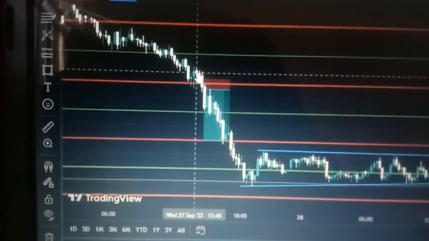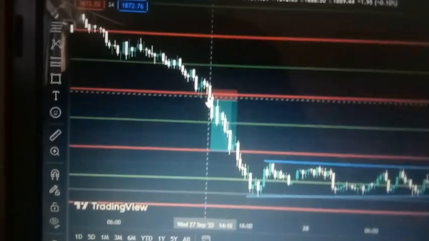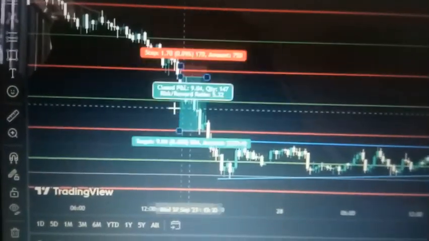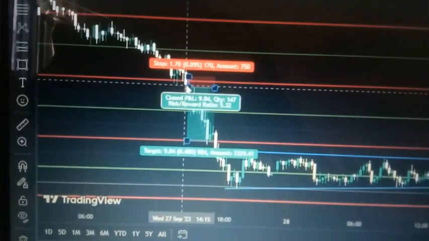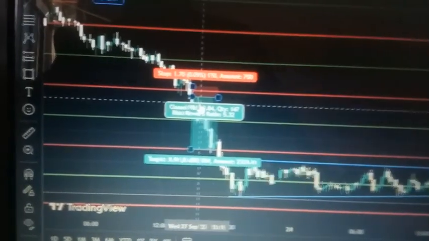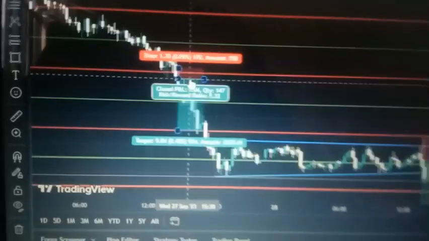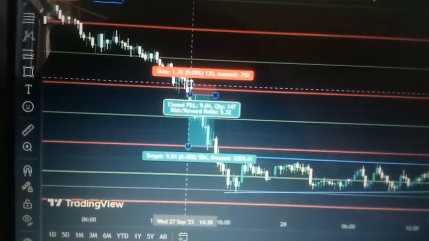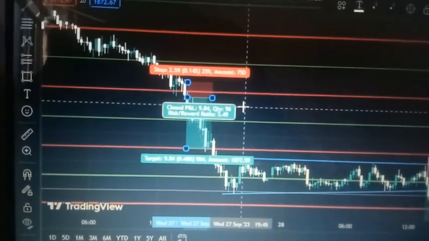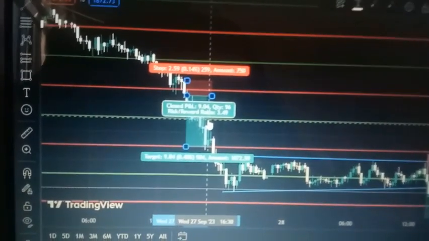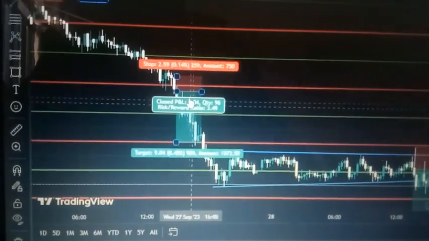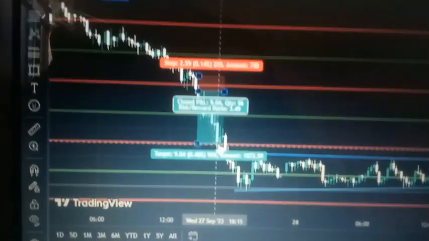I was supposed to enter, but I said no, let me wait for a break below my psychological level before I enter. So I waited, and it broke below my psychological level with a bearish engulfing candle. That's why I decided to go in, risking I think 20 pips on the trade. I ended up banking like a 1 to 3 or 1 to 4 risk to reward ratio, over 90 pips on gold.